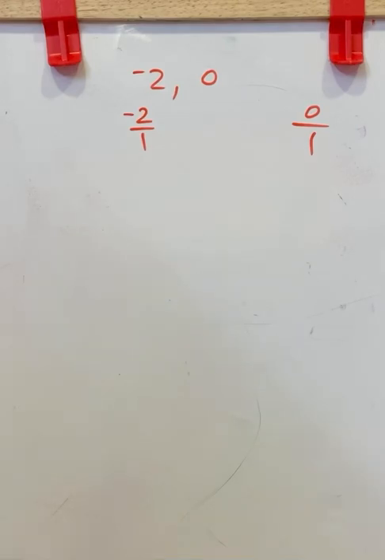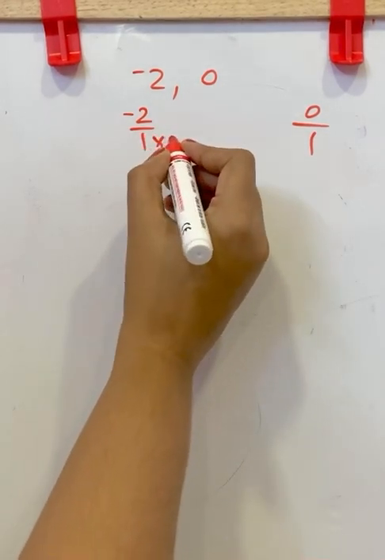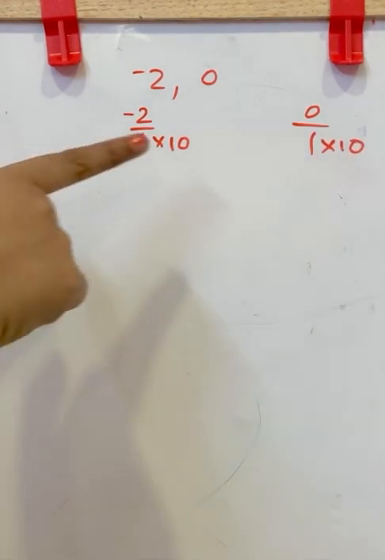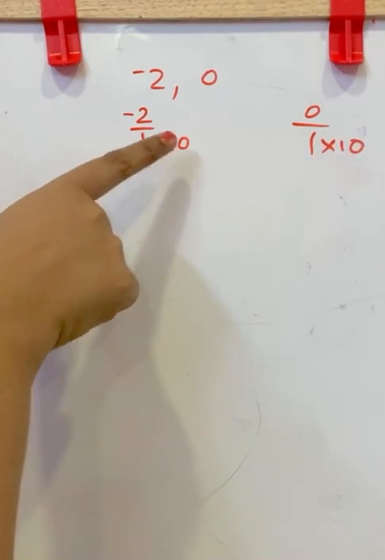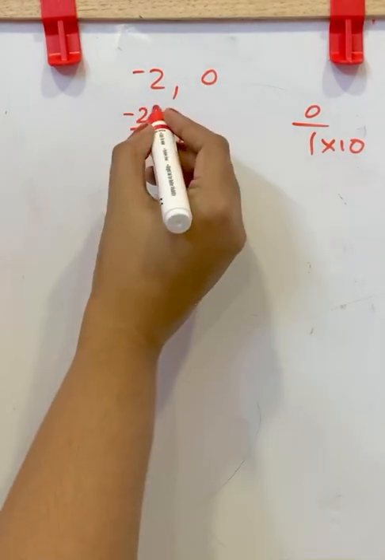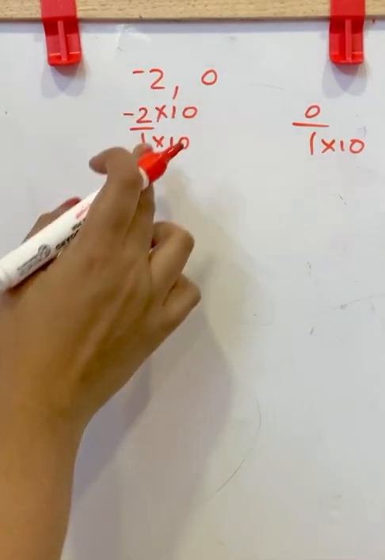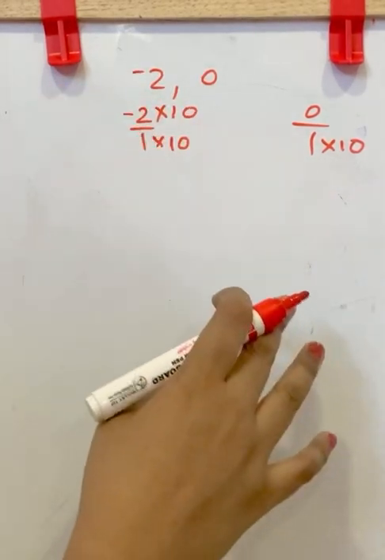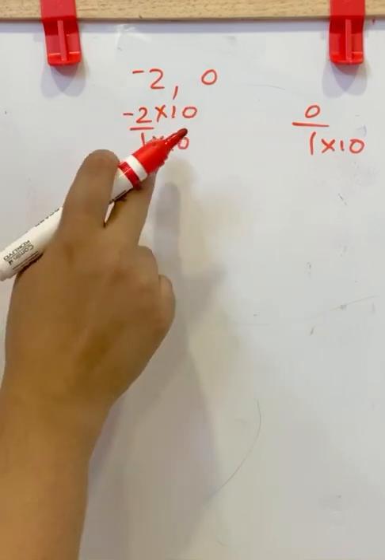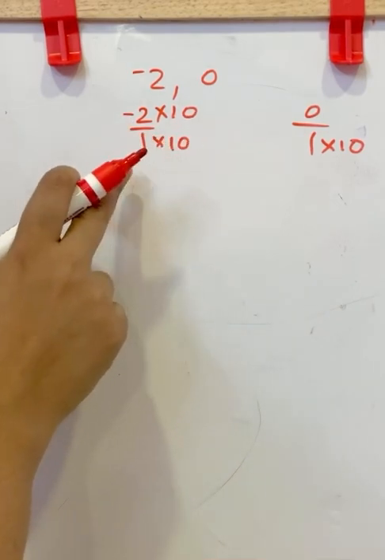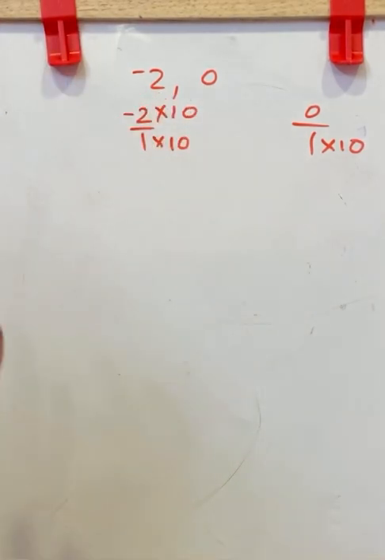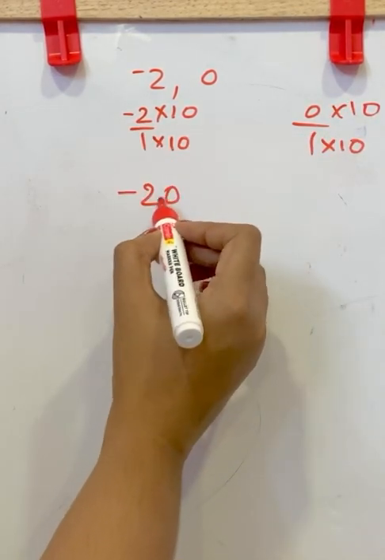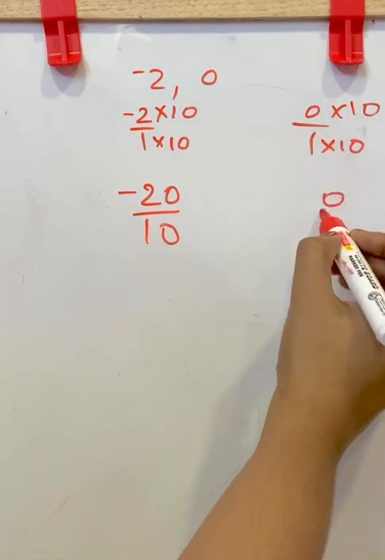We first want to make this as 10. That is, make the denominator 10. If you are multiplying the denominator with 10, then you should multiply it with the numerator also. Then only this p by q balances. Otherwise, it will never balance. The answer will be wrong. So, if you are multiplying 10 to the denominator, you should multiply it to the numerator also. Here also into 10. Now, this becomes negative 20 by 10 and this is again 0 by 10.